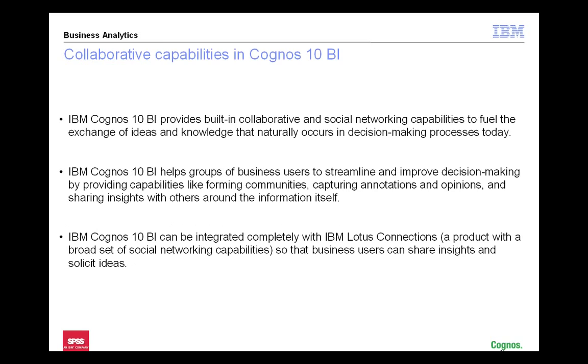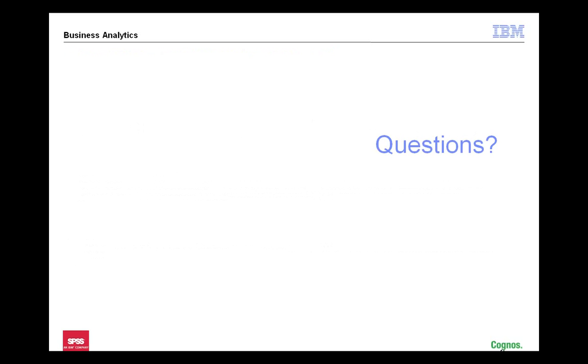Okay. Then the collaborative capabilities that we have in Cognos 10 BI. You can integrate Cognos 10 BI with IBM Lotus Connections, which is a product which has a broad set of social networking capabilities, so that you can share ideas, you can share your insights, and you can ask for ideas. Then Cognos 10 BI includes built-in collaborative capabilities, which enable you to share your ideas with the people who will take the decision. Maybe the closed user group, which can take the decision for you, you can share it with them. With capabilities like these, decision making is becoming simpler. You can form communities, you can capture annotations and opinions, and you can proceed with your decision by sharing insights.